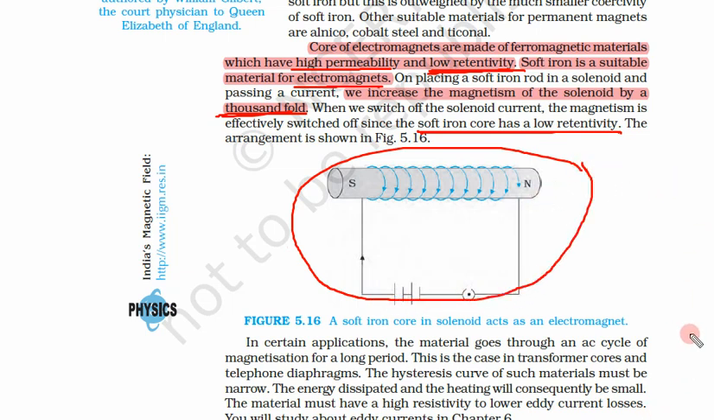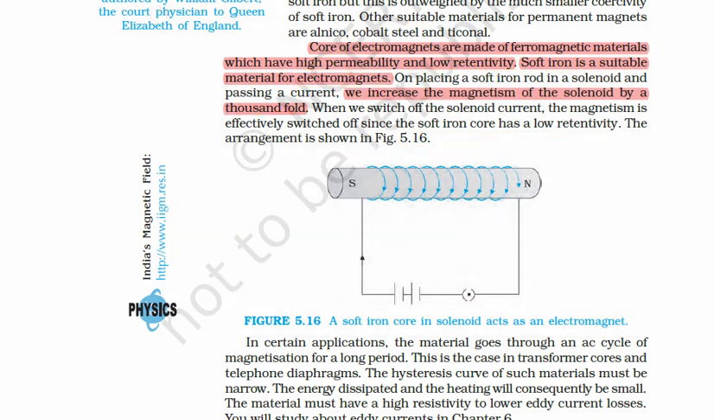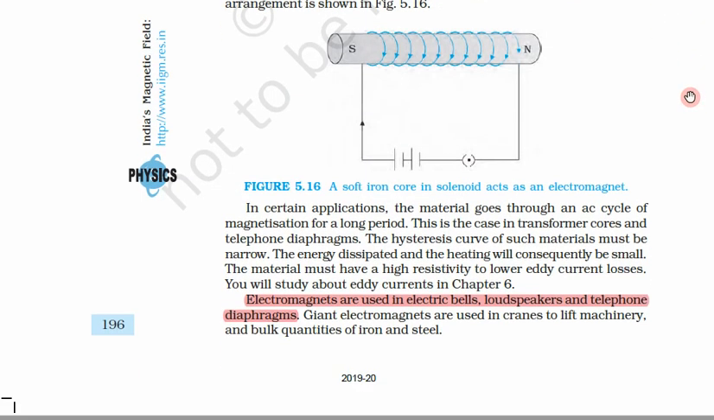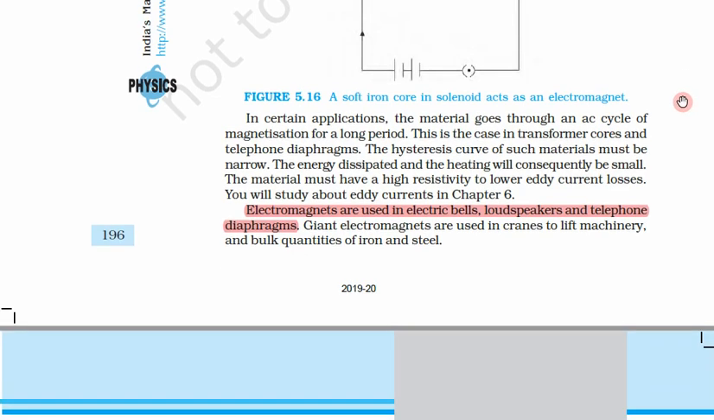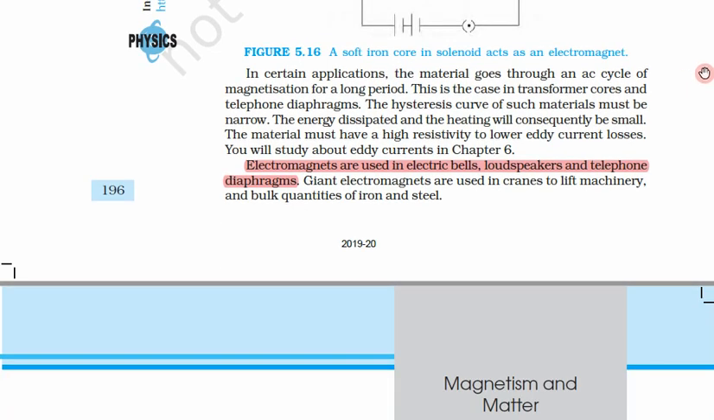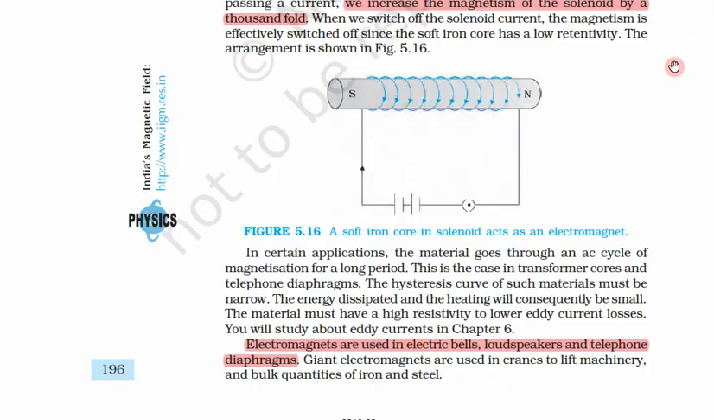In an electromagnet, we need materials which have low retentivity, because we want the magnetization to stop immediately. For a permanent magnet, we need high retentivity and high coercivity. Electromagnets are used in electric bells, loudspeakers and telephone diaphragms, etc. That means telephone speakers. So we know magnets are very useful. So now this chapter is complete. Next we will start chapter 6.